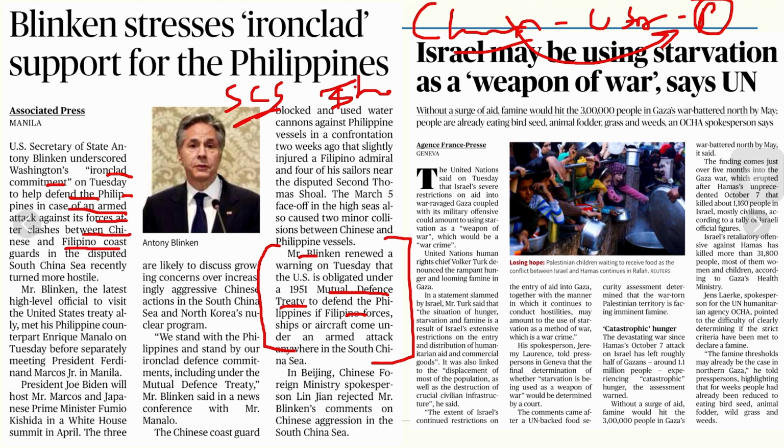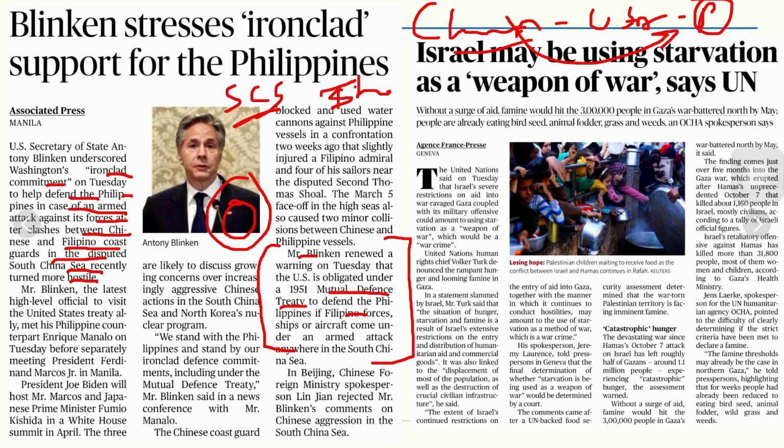You must have seen that some days ago, the Chinese and Filipino Coast Guard in the disputed South China Sea turned more hostile and there were disputes. So Mr. Blinken, who is the Secretary of State, is close to our Minister of External Affairs. It is a comparable post there.